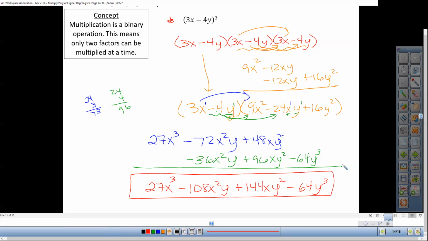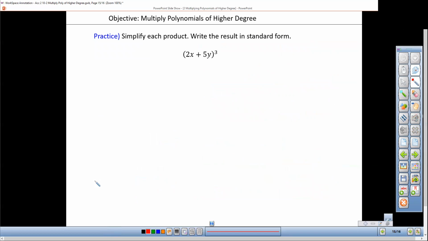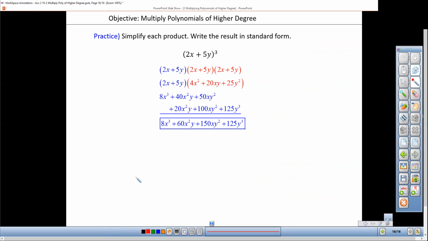All right. Here's a practice problem. Pause the video and give this one a try. Let's take a look at this result. All right, so here it shows we expand it to multiply it by itself 3 times. Then these 2 are multiplied together first, distributing to get that trinomial, and then the distributing of the binomial with the trinomial is shown here with the like terms, and then the final standard form answer.